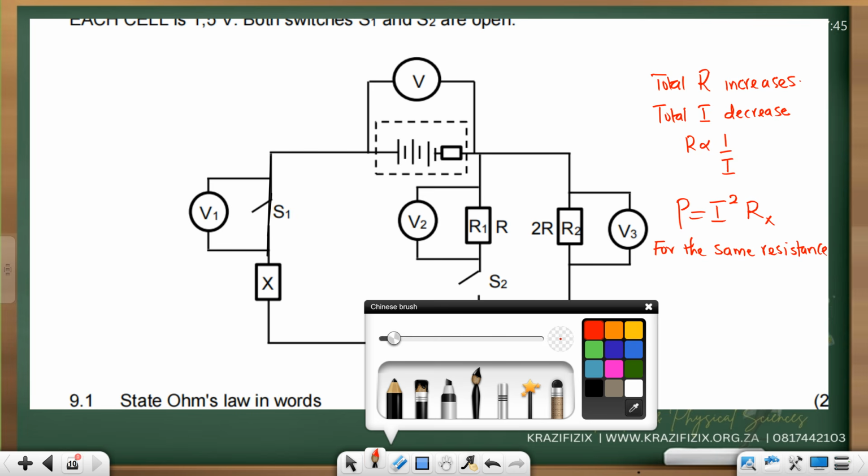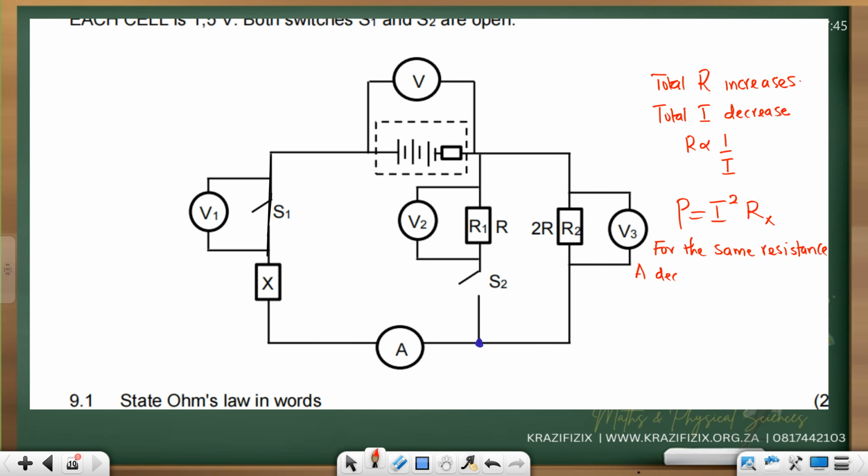Okay, then that makes sense. We always start from resistance. So, the total resistance will what? Increase. Yes. Total current will decrease. So from 1.8 it becomes what? Lower. For the same resistance, a decrease in current. A decrease in current would decrease what? Power.